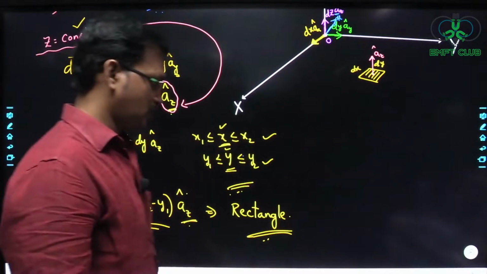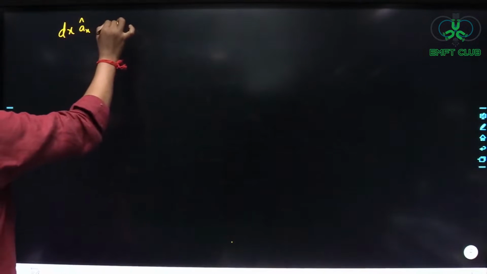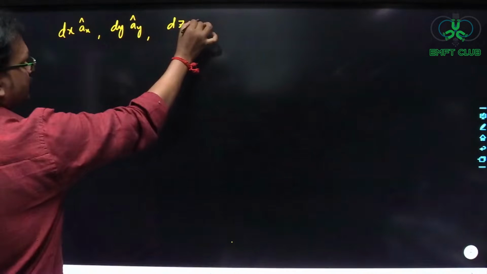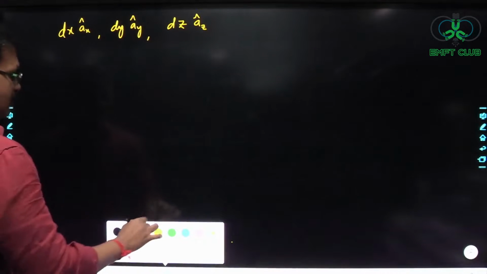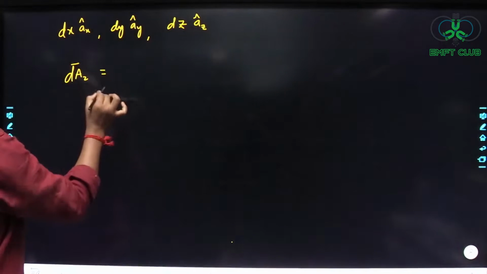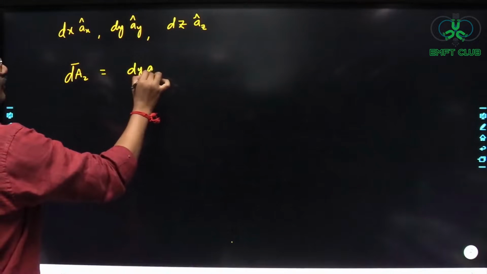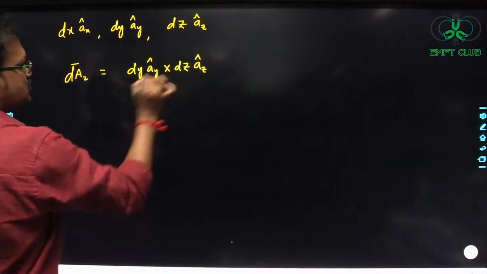Similarly, we can determine another differential area. Always write down the differential lengths here. If you write down the differential lengths, you can easily analyze everything. So what is the next differential area? dA2 bar is equivalent to the cross product between y and z, so dy ay cap cross dz az cap.